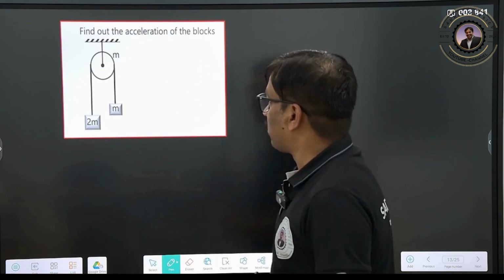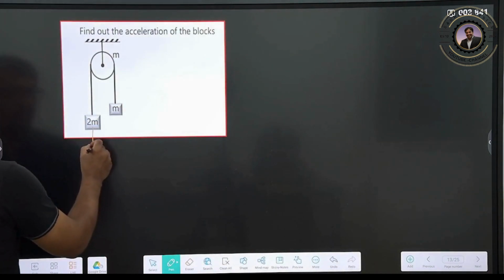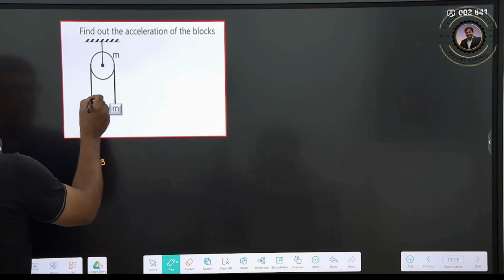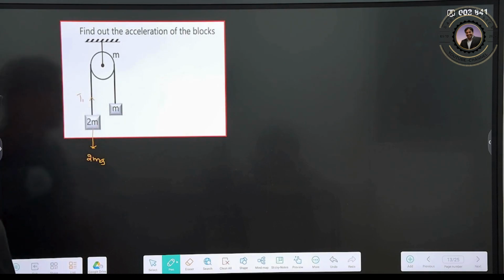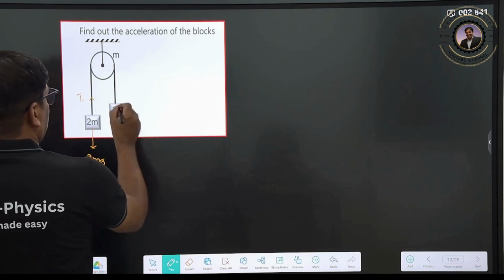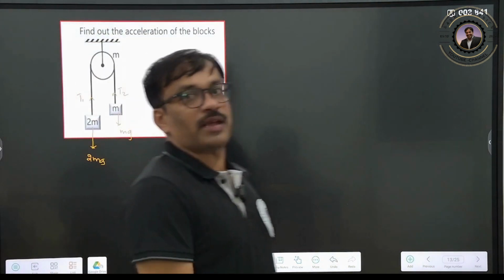Let us do one simple concept. Let us see here, the downward force. What is the downward force? That is nothing but 2 mg. Due to this one, the tension is, suppose, T1. Now due to this one, the force is how much? mg. Due to this one, the tension is T2. Here the tension is not the same.